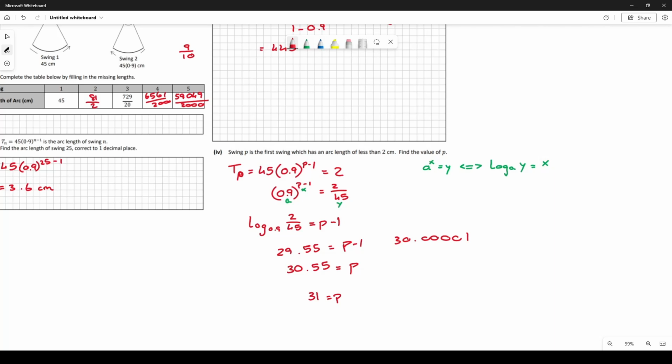I know it seems weird, but if in doubt, just try 30 and try 31 in here and see which one gives you a number less than 2. That's what you want to do. That's how you'd figure it out if you're stuck.